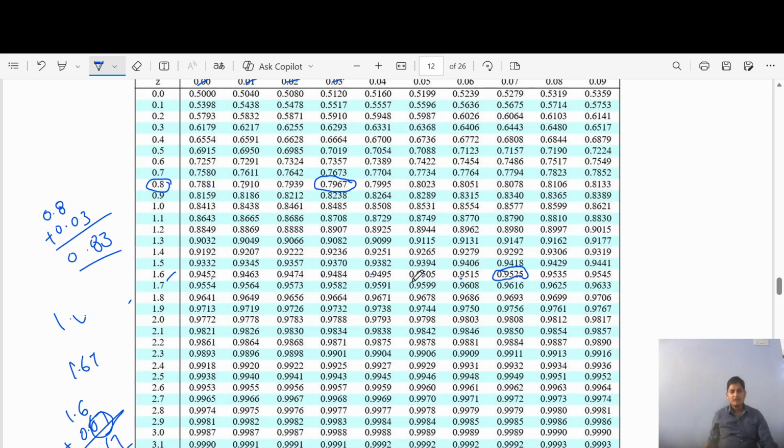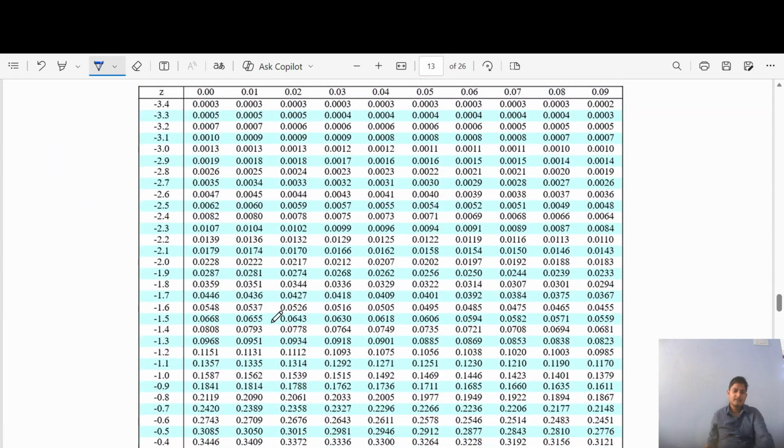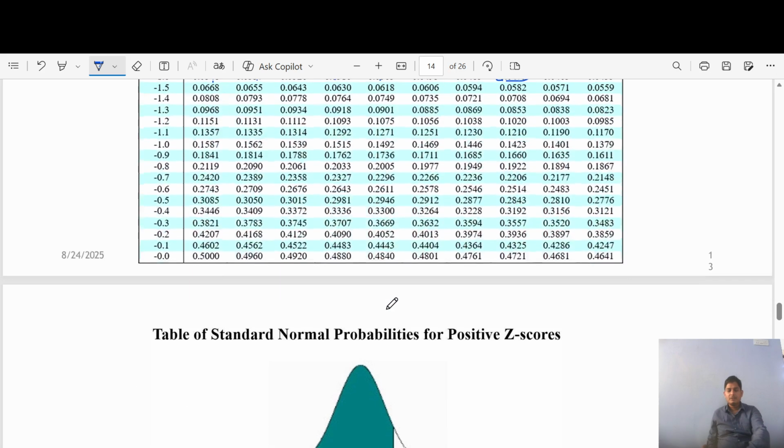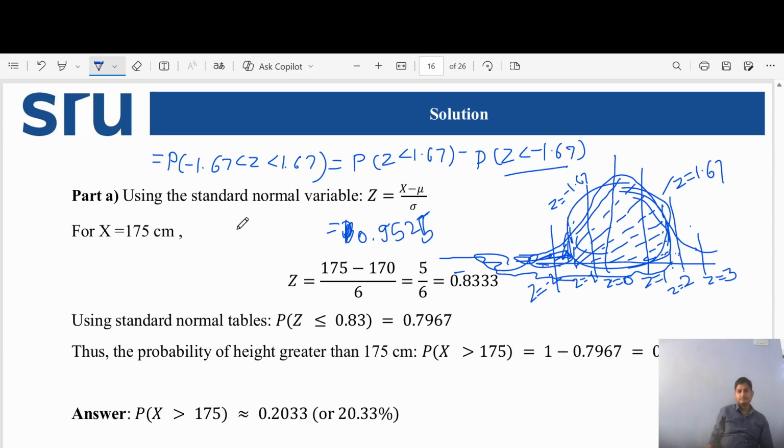Now we evaluate this minus 1.67. So 0, 1, 2, 3, 4, 5, 6, 7. Okay. So 7 means 0.0475. So if we evaluate this, we get the required answer. So this is the mechanism of how we evaluate.